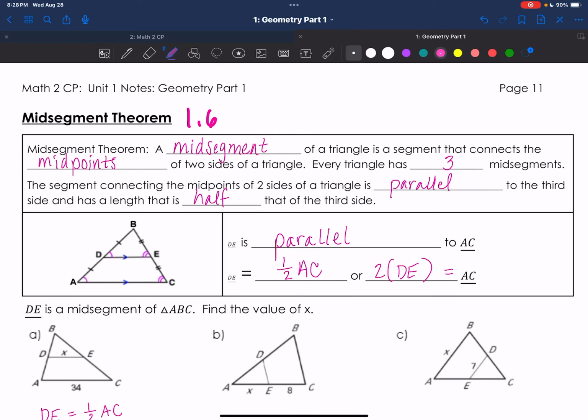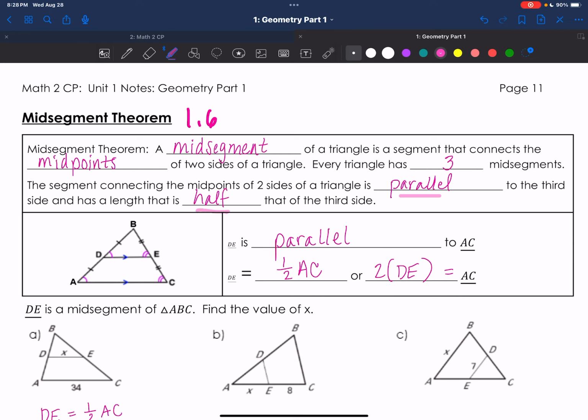All right, hey, today we're going to be learning about the mid-segment theorem. The mid-segment theorem: a mid-segment of a triangle is a segment that connects the midpoints of two sides. Every triangle has three mid-segments. The segment connecting the midpoints of the two sides of a triangle is parallel to the third side and has a length that is half of that third side.